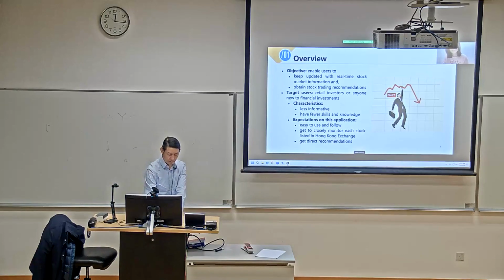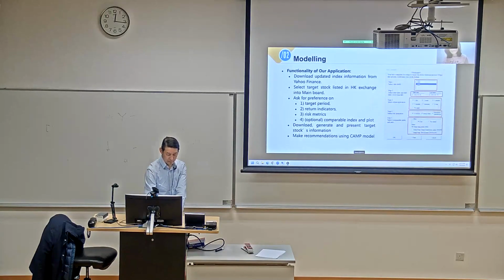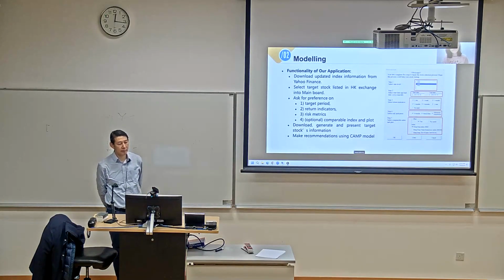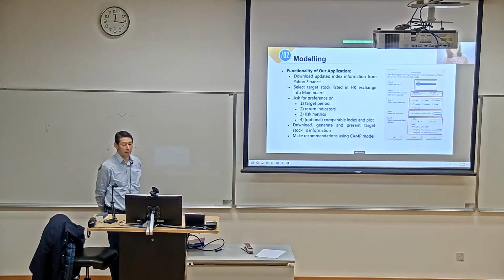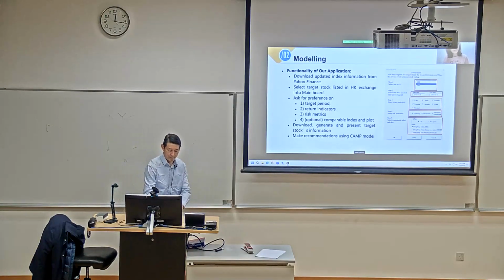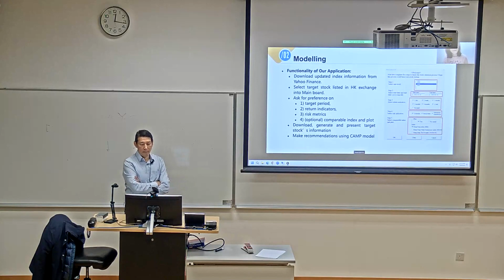This is the user interface of our application, and it realizes 5 functions. The first one is to download updated index information from Yahoo Finance, then allow our users to select target stocks listed on the Hong Kong Exchange main board. And then our application will ask users for their preferences on target period, return indicators, risk metrics, comparable index, and plotting willingness. The first part will download, generate, and present target stock information, and finally give recommendations according to all this information using the CAN model.